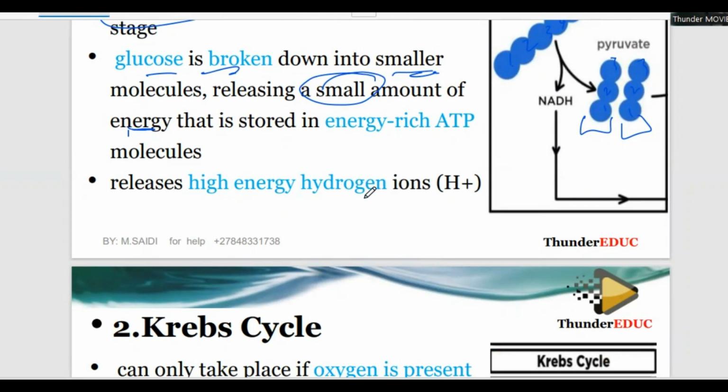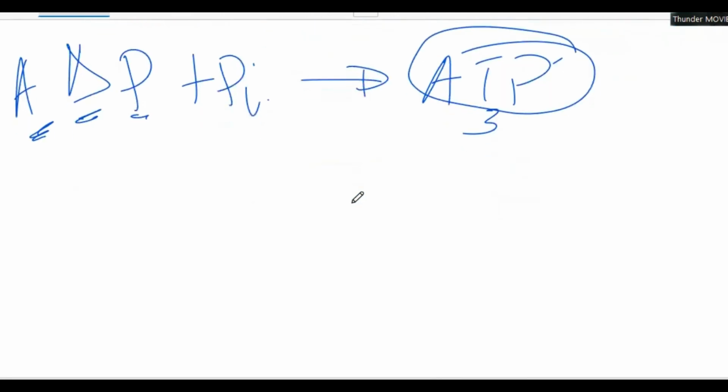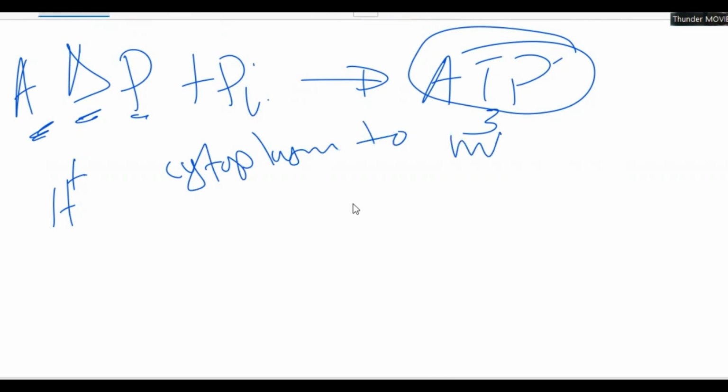It doesn't stop there. We also release a small part of hydrogen ions, high energy hydrogen ions. These hydrogen ions are used in oxidative phosphorylation. How do they move from the cytoplasm to the mitochondria? There must be a carrier, an enzyme carrier, which carries this hydrogen and takes it into the mitochondria so that oxidative phosphorylation can take place.